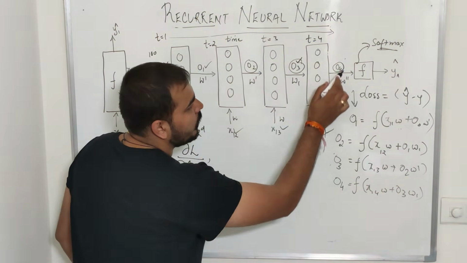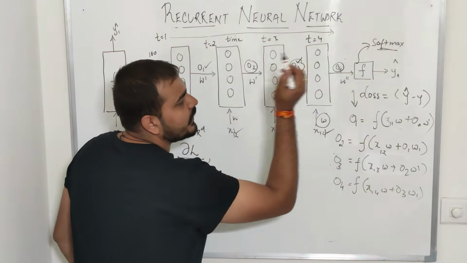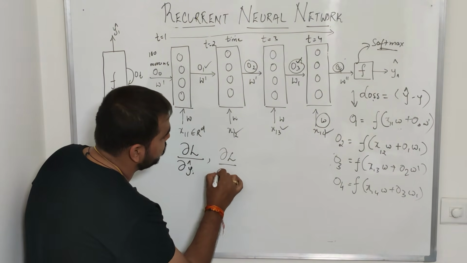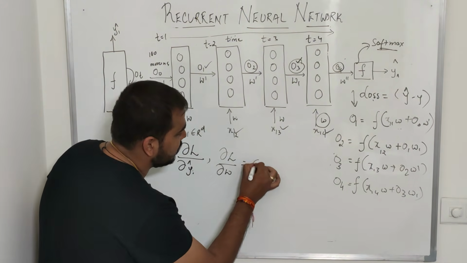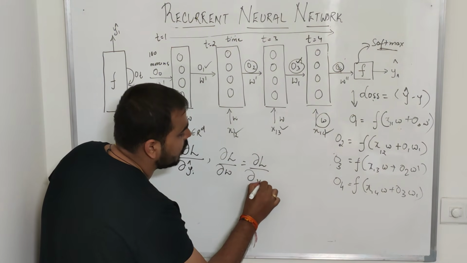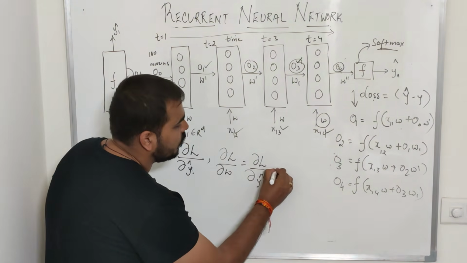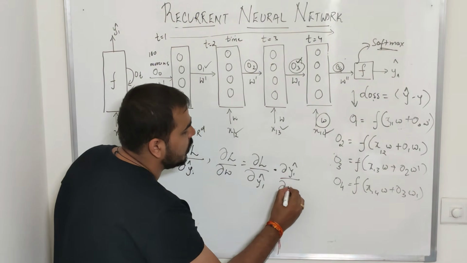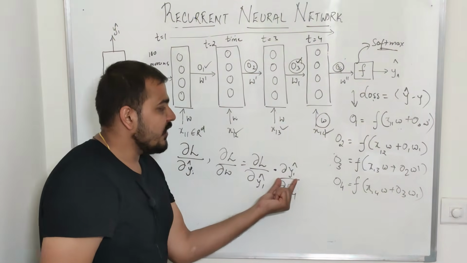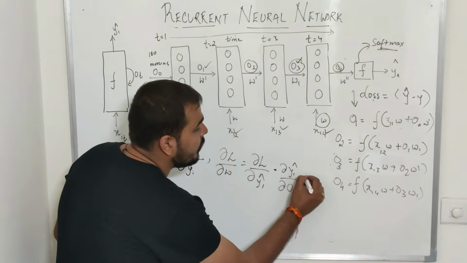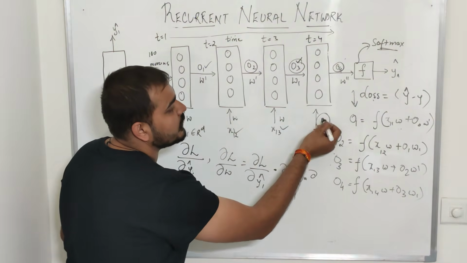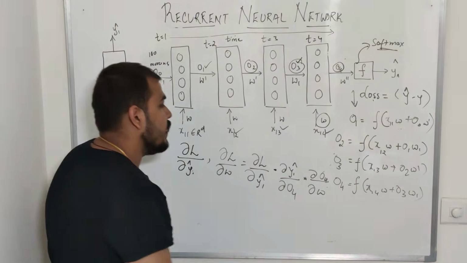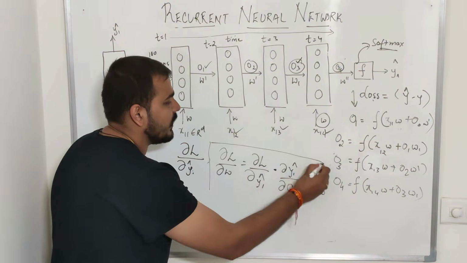Understand over here, O4 is dependent on w, y hat is dependent on O4, and loss is dependent on y hat. So in order to find the derivative of loss with respect to w, we can write it with the help of chain rule: derivative of loss with respect to y hat. Now y hat is dependent on O4, so I can write derivative of y hat divided by derivative of O4, multiplied by derivative of O4 divided by derivative of w, since O4 is dependent on w. This is how the chain rule gets applied to this particular w.